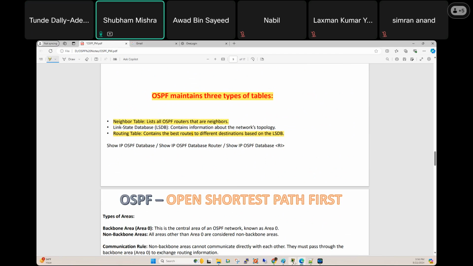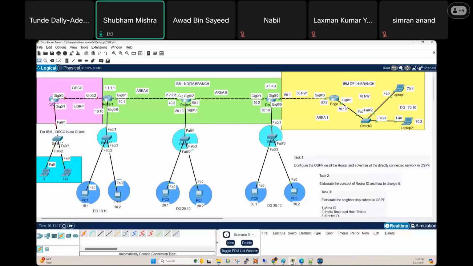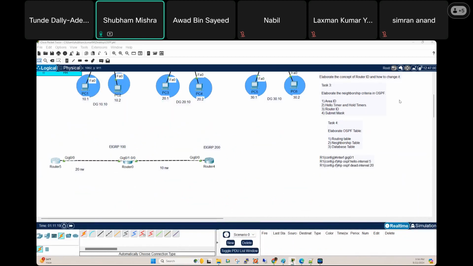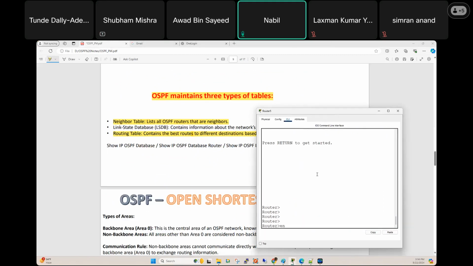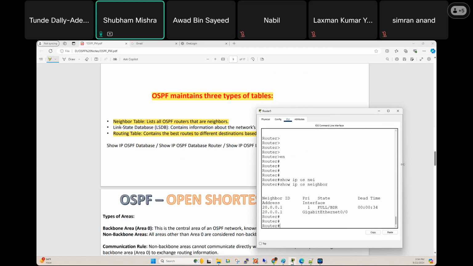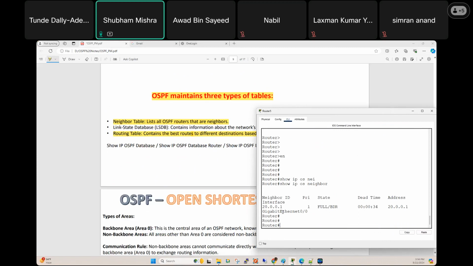Yes or no? What is the command to check? Who can tell me? Anyone? Show IP OSPF neighbor. For example, here I am writing show IP OSPF neighbor. I am getting the result. Yes or no? Everyone, tell me. So this is the command by which you can check the neighbor table. So in this, what is this? Neighbor ID.